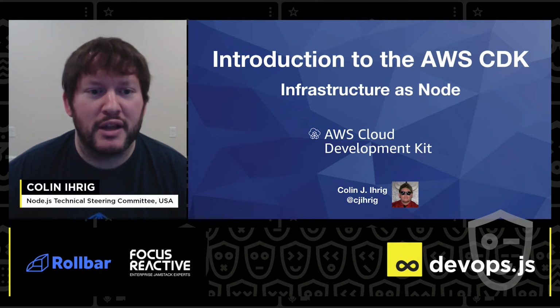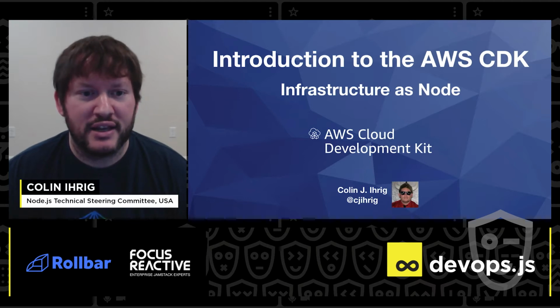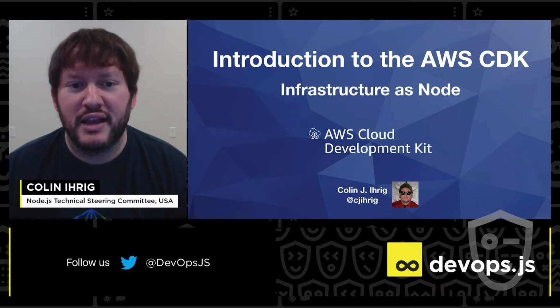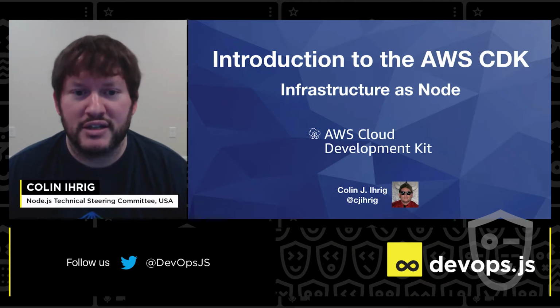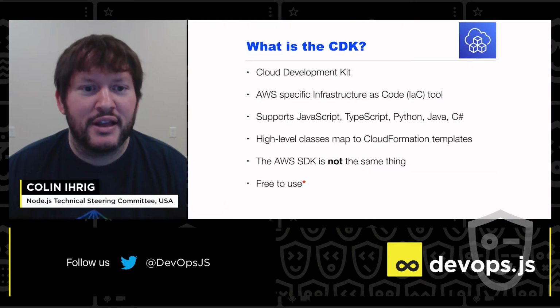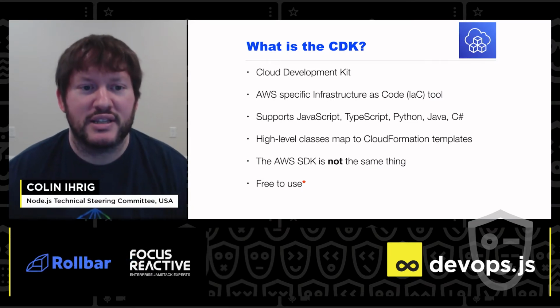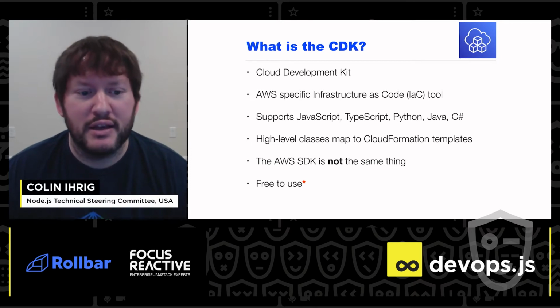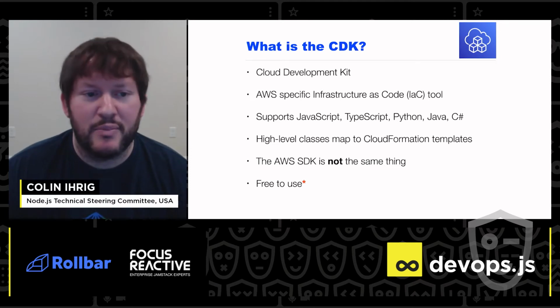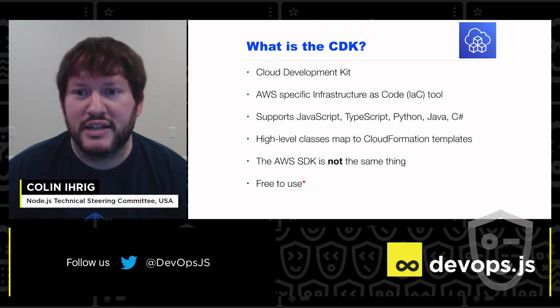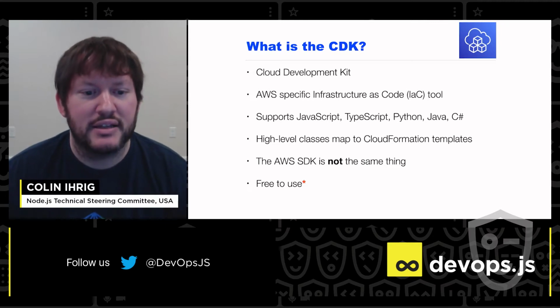I'm going to be talking about the AWS CDK today, and the title of my talk is Introduction to the AWS CDK: Infrastructure as Node. So I guess the very first question to answer is, what is the CDK? It's an abbreviation for Cloud Development Kit. It is an AWS-specific infrastructure as code tool. It's similar to tools like Terraform that you may have used in the past.